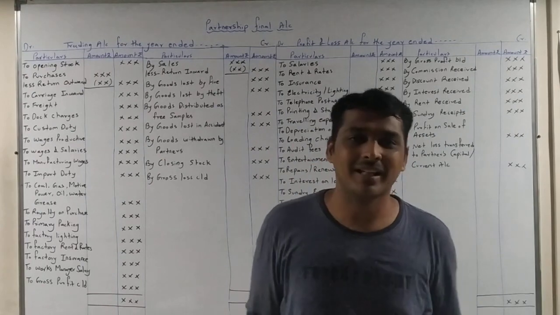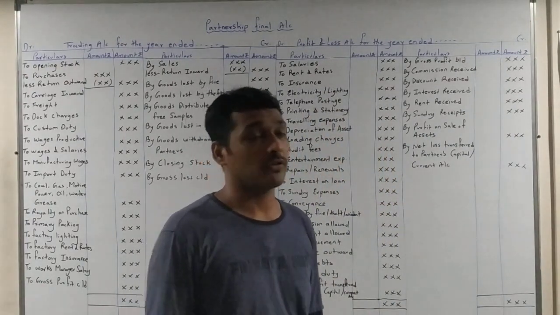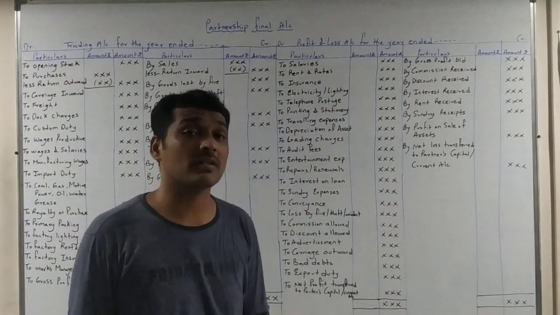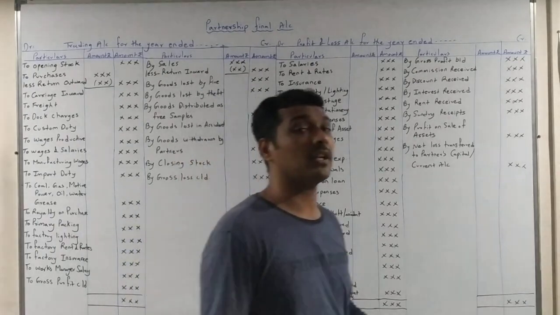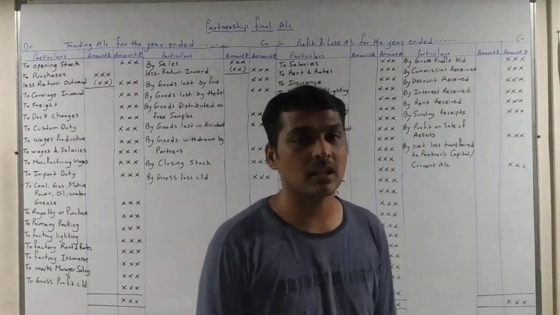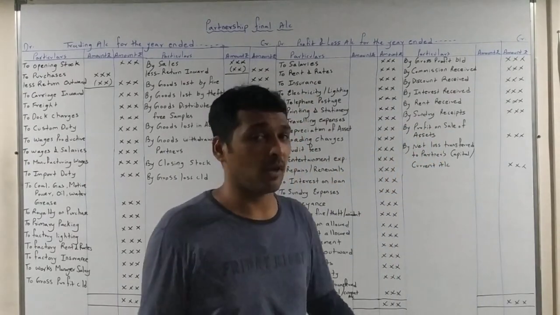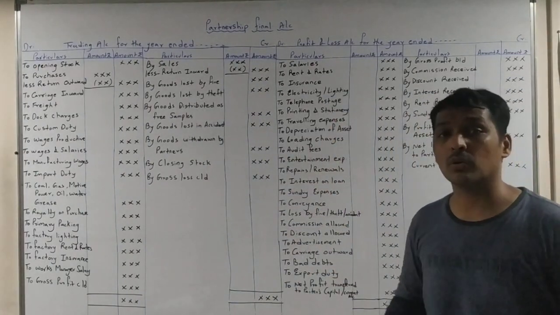Okay, so now let us understand the format of profit and loss account. So here, why do we prepare profit and loss account? To identify or to determine the net profit or net loss occurred during the year. So let us understand the format. First of all, I'll explain to you the debit side of profit and loss account. So let us start. The first item given here is to salaries.